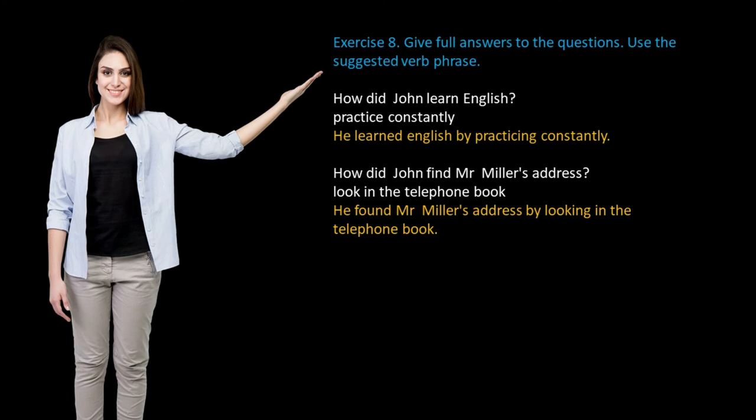Exercise 8. Give full answers to the questions. Use the suggested verb phrase. How did John learn English? Practice constantly. He learned English by practicing constantly. How did John find Mr. Miller's address? Look in the telephone book. He found Mr. Miller's address by looking in the telephone book. Now, please do the following exercise. You can pause your video until you finish the exercise.